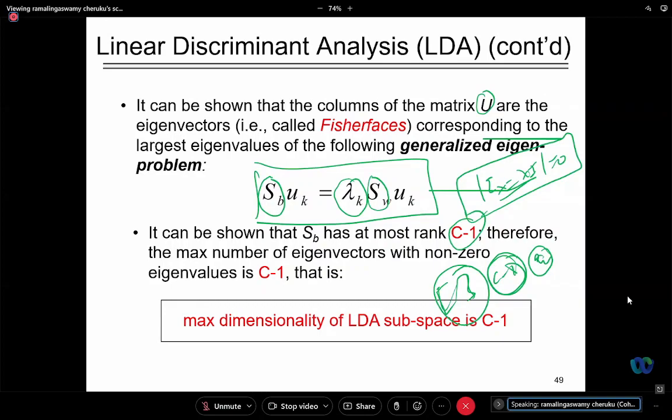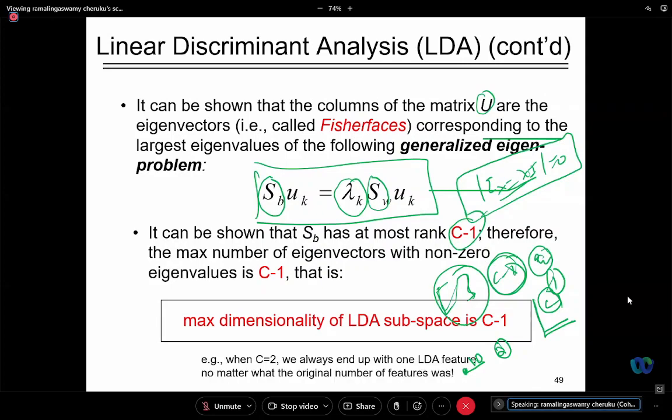Irrespective of your input, even if it is 10 dimensions, if it has two classes, the output will have only C minus 1 dimensions. That's the beauty, right? When C is equal to 2, we always end up with one LDA feature, no matter what the original number of features was. Irrespective of the number of input features, the number of output features after performing LDA is C minus 1.